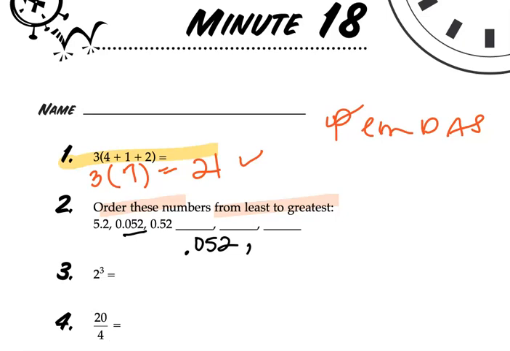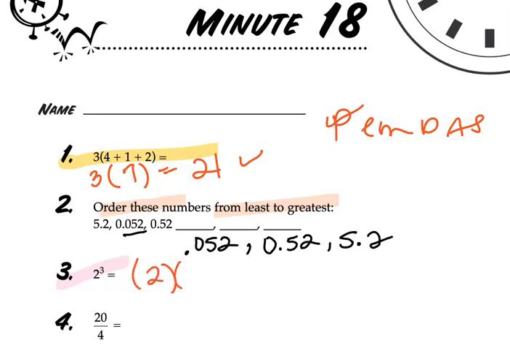And then we would move on to 52 cents, or 52 hundredths, considering place value. That would be 52 hundredths. And then our largest value would be $5.20, or we can read that as 5 and 2/10. Done.